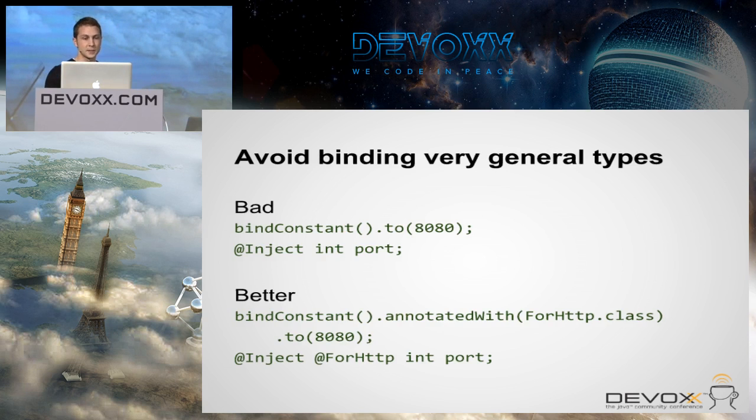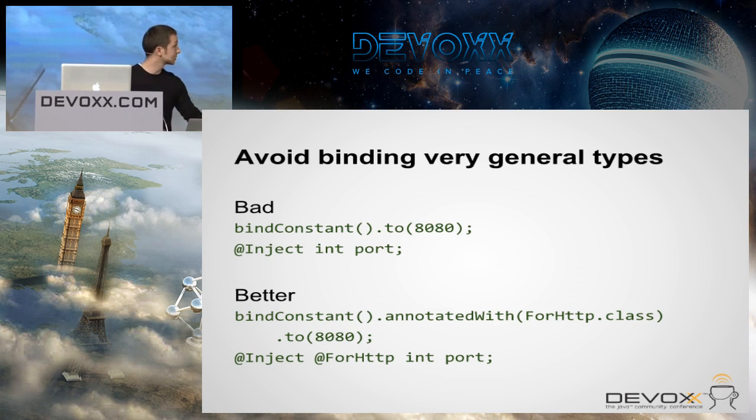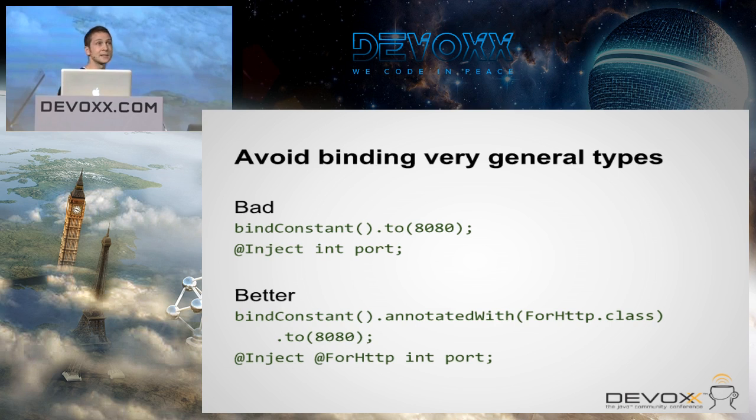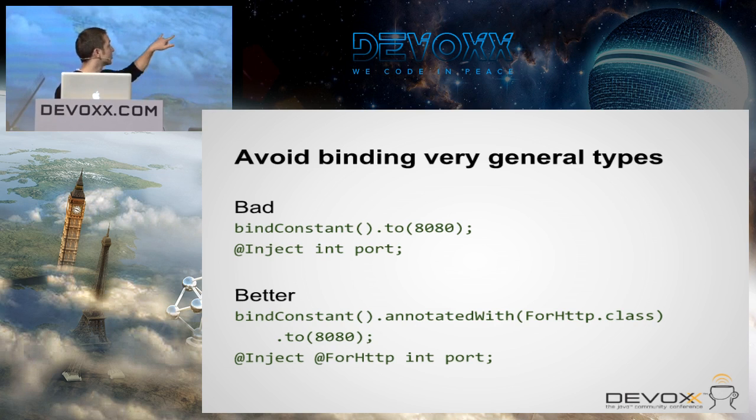All right, a couple more things here. Avoid binding very general types. It's possible to bind simple integers, longs, strings, those kinds of things, and at your injection site you'll see something like @Inject with just the raw integer. This is bad because, of course, it's very likely over time you're going to want to bind different kinds of integers that mean different things, or different strings that mean different things. So the way you would do this in Guice is to qualify your binding with a binding annotation. In this case, we called one ForHttp. And so now when we inject, it's a little more clear what this integer represents.